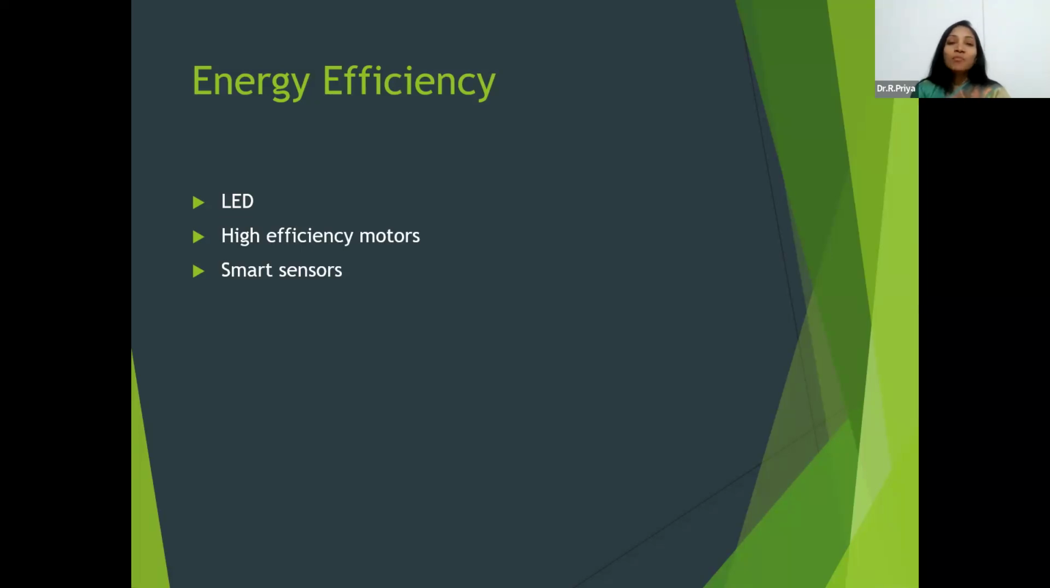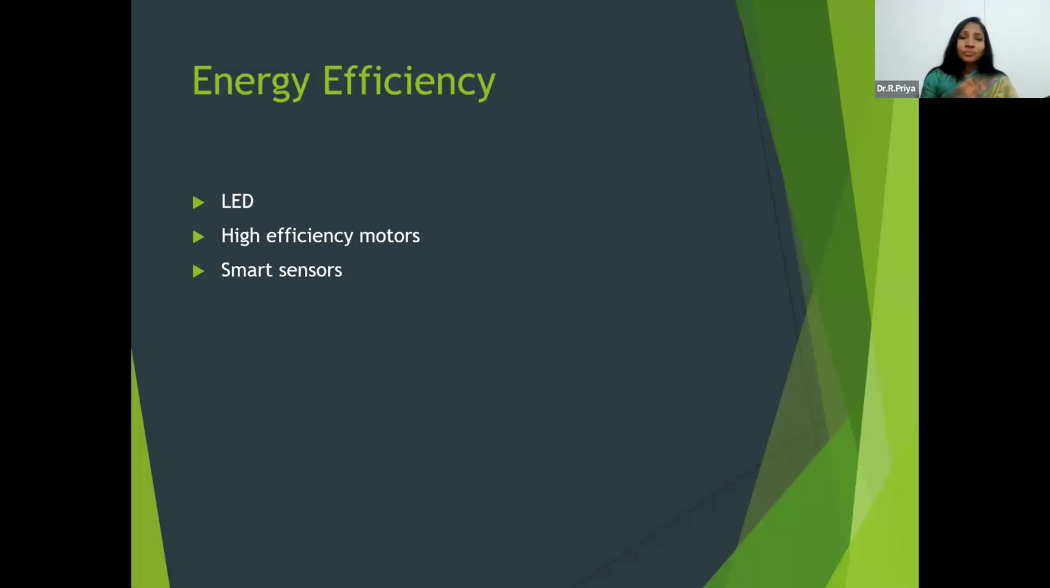Then high efficiency motors are used in machines like pumps, compressors, and conveyors, we can say. These motors are designed to deliver the same mechanical output while using less electrical power. Since motors consume a major share of industrial electricity, even a small efficiency improvement results in large energy and cost savings.